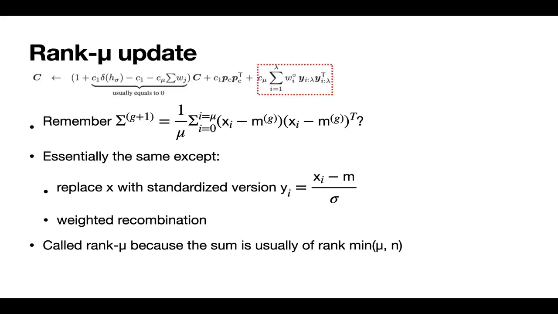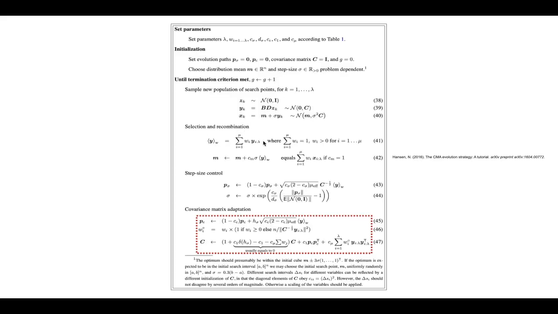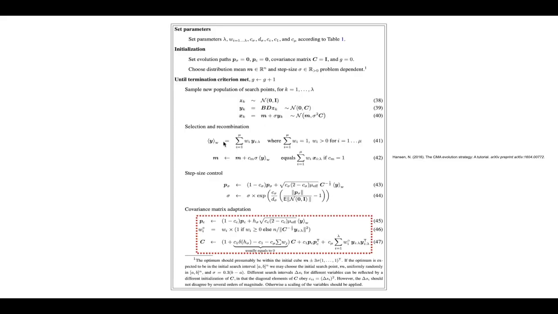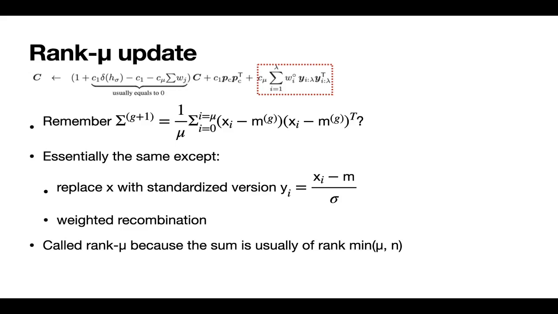So that was the first minor difference. The second minor difference is that instead of a fair average, we use a weighted average, similar to how we did back in the recombination section for the mean update. And the weights used in the rank mu update average is actually just the modified version of the weights that we used back in the recombination section. And here is the kind of modification equation. So in general, if you understood well the intuition behind the simple covariance matrix update, then this rank mu update should be fairly easy to understand for you.